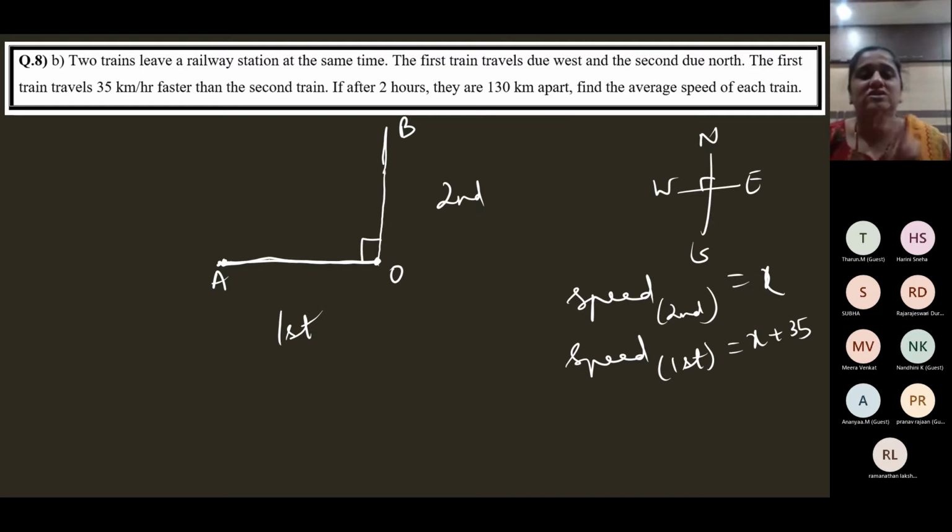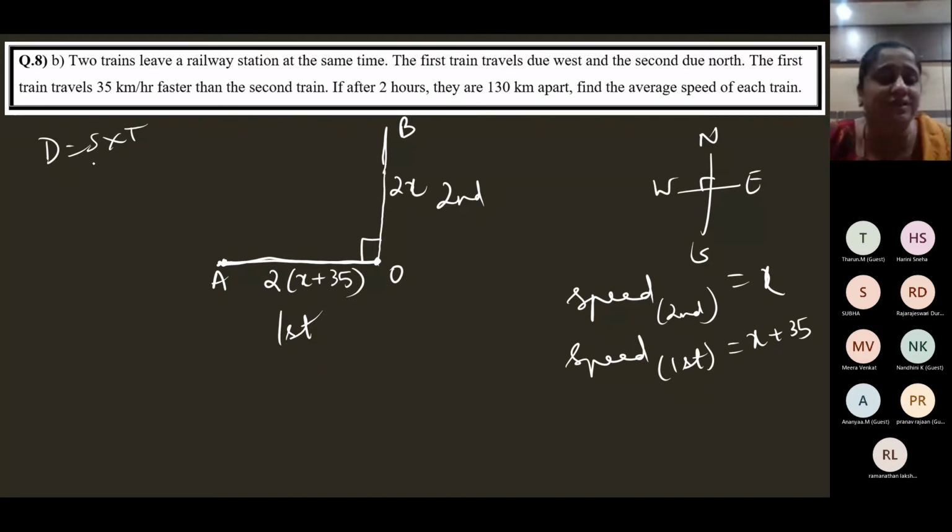Now, for the first train, speed is x plus 35, time is 2. You know that distance is speed into time. So this is the distance, so many kilometers. OA is 2x plus 70 kilometers. And what about the second train? 2 is the time, speed is x. So 2x, speed into time. Speed is x and time is 2. So 2x.